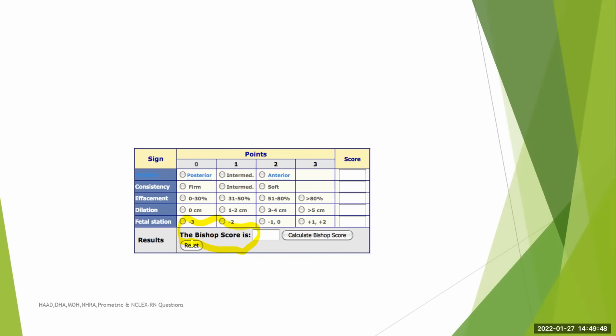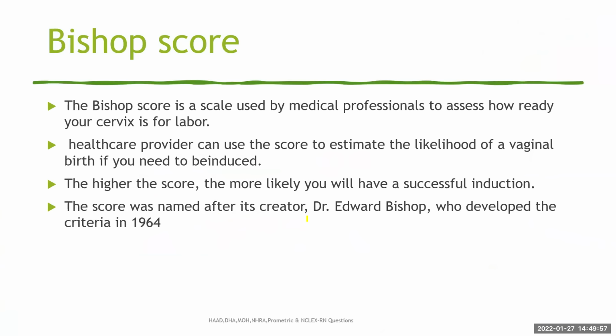Have you heard about Bishop score? Bishop score is usually used to assess cervical dilation and effacement, which helps the healthcare provider to initiate induction of labor and to judge how effectively normal labor is progressing. It is a scale used to assess the cervical dilation and how effectively the patient is moving through the labor process.